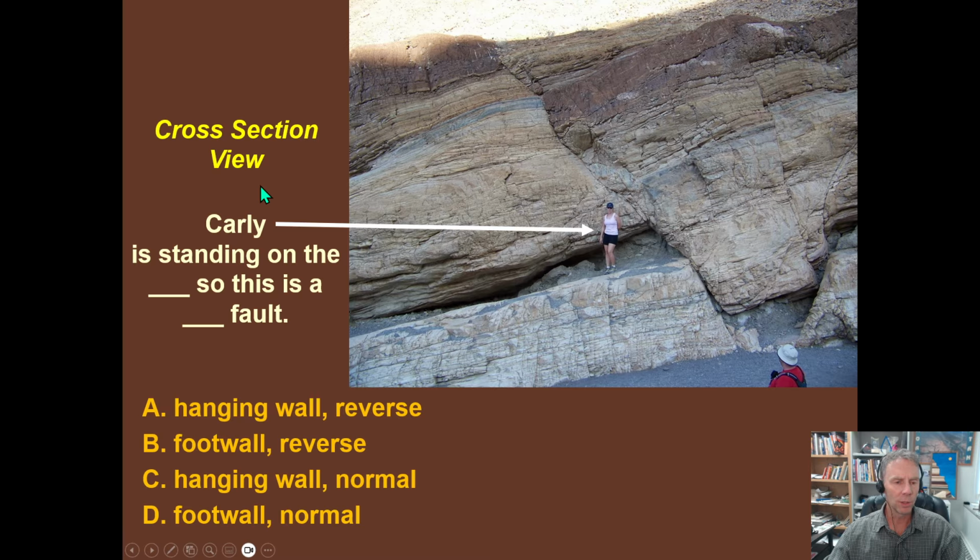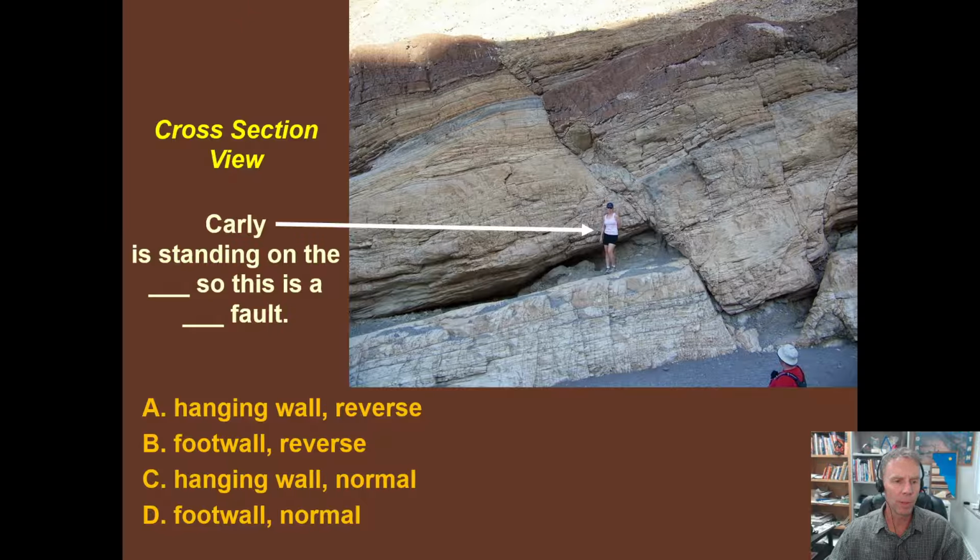Okay, let's do another one. Next quiz question. Here we are in Death Valley. Here's one of my former students. The fault runs just behind her and kind of cuts through here. This is one of the most photographed faults around, I suppose. You see this in a lot of intro geology textbooks. So go ahead and pause the video and take a second to answer this question.